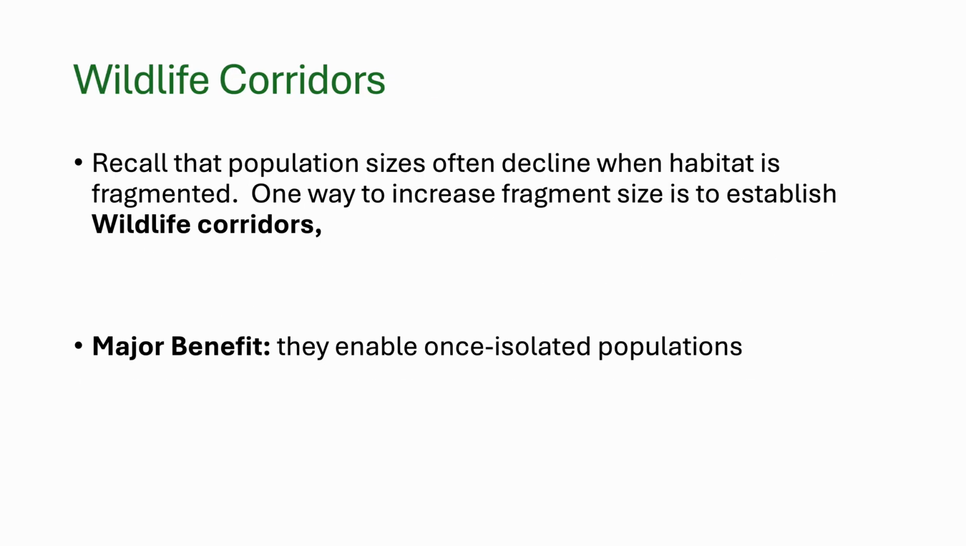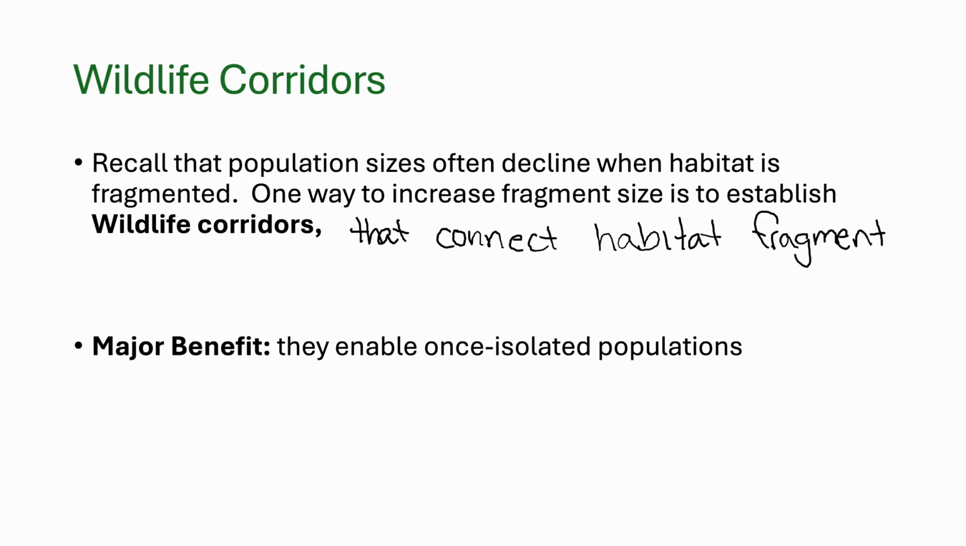Now, another thing we can do is what's known as a wildlife corridor. Now, this is a big one out in the western United States. So recall that population sizes often decline when habitat is fragmented. One way to increase fragment size is to establish these wildlife corridors. And what these corridors do is that they connect fragmented habitats. By connecting habitats, we then allow animals to roam more freely, which then gives them more resources to survive. Now, the major benefit is they enable once isolated populations of organisms to interbreed.